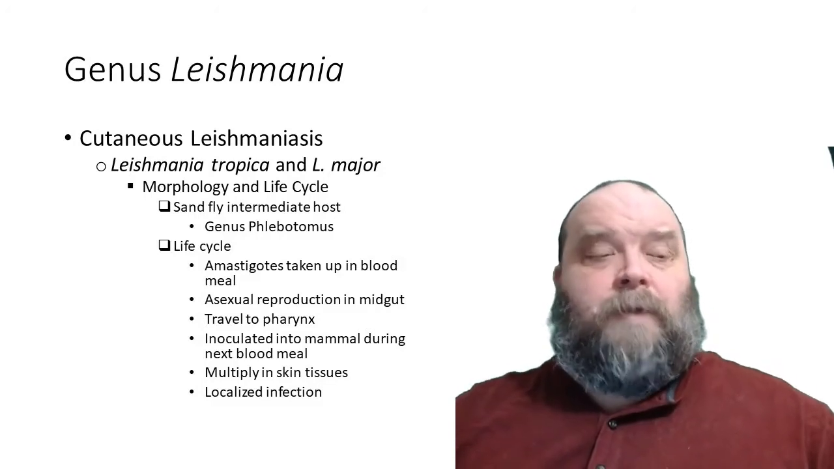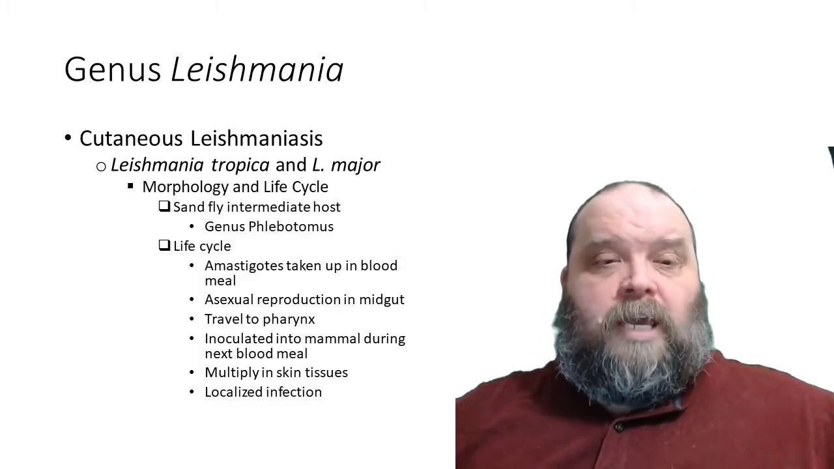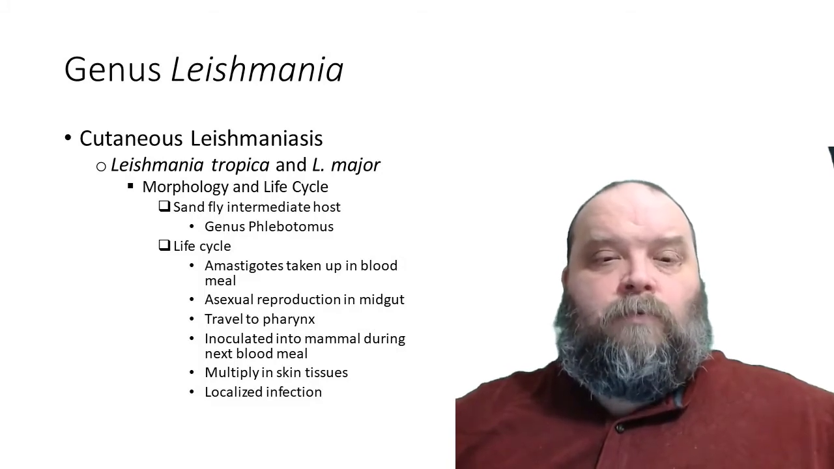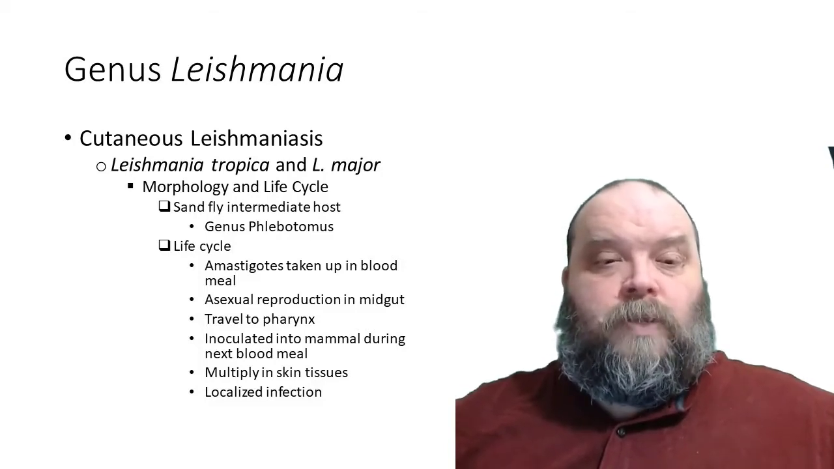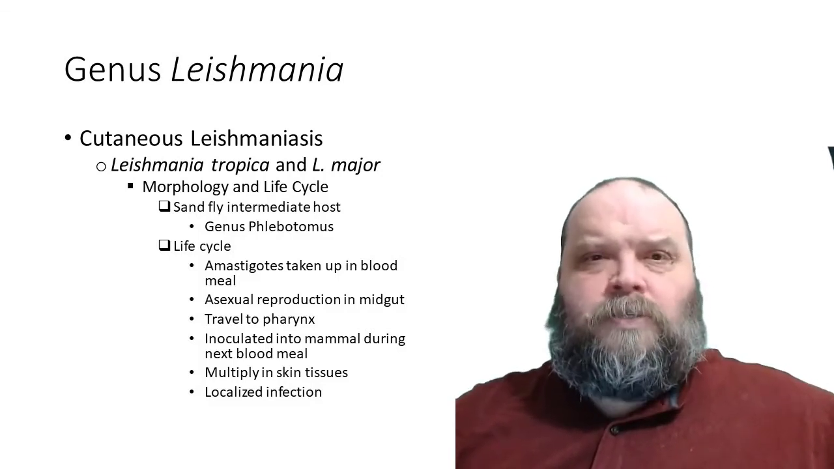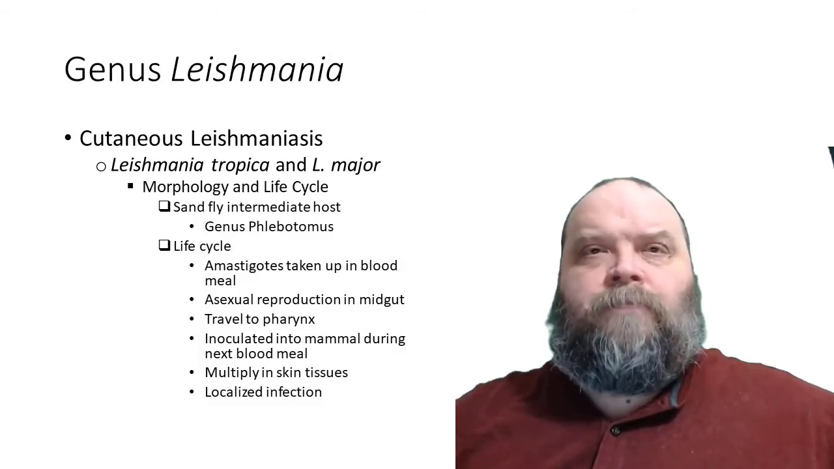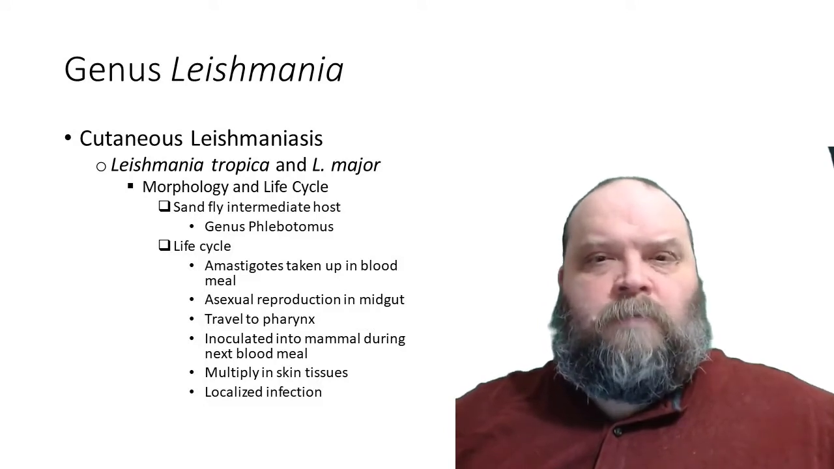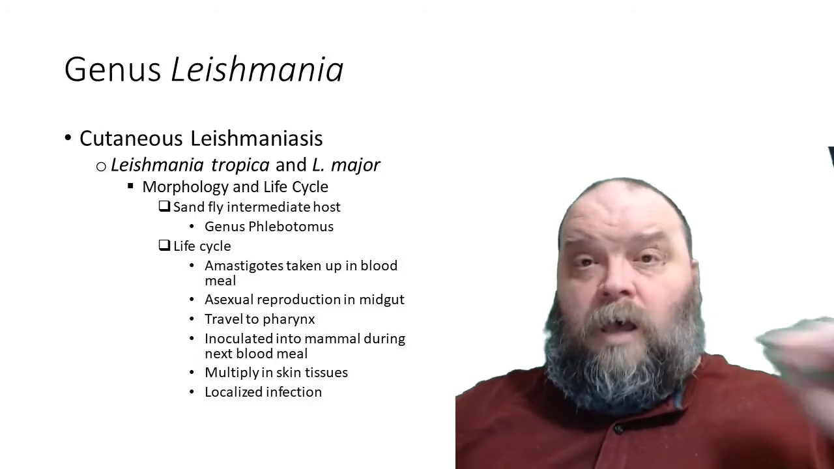Life cycles. The amastigotes get taken up in the blood meal and travel to the pharynx of the sandfly. During the next blood meal, they will be injected into the next human host. They multiply in the underlying skin tissues, and it stays pretty much a localized infection. There's not going to be a parasitemia. It's not going to show up in the central nervous system or any place else like we saw with the trypanosomes. This is going to stay localized within a few centimeters of the bite.